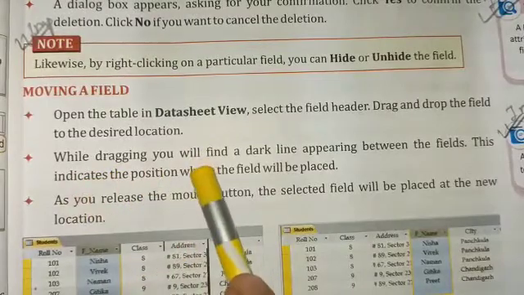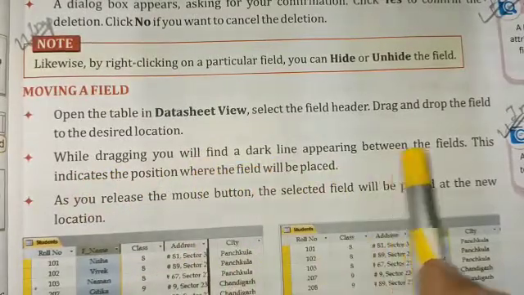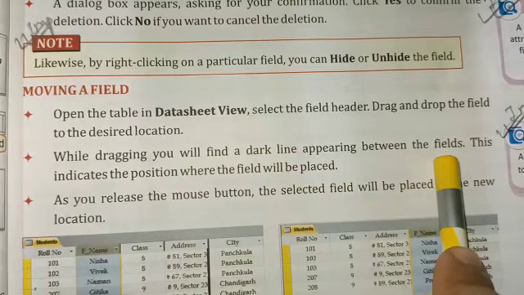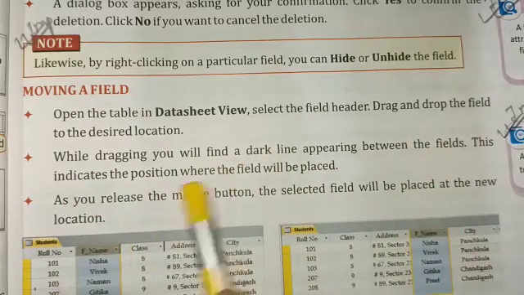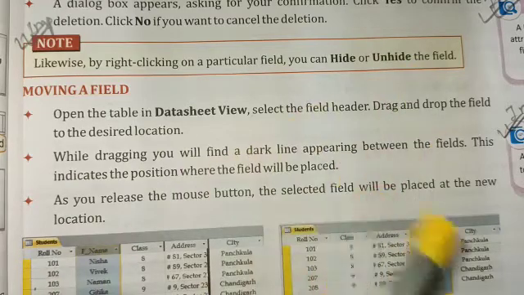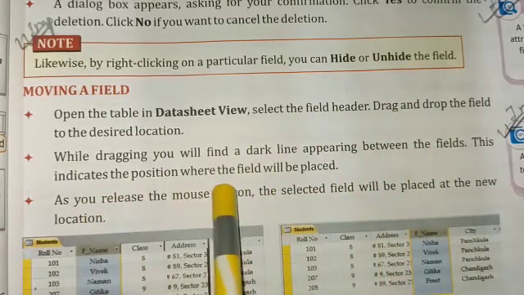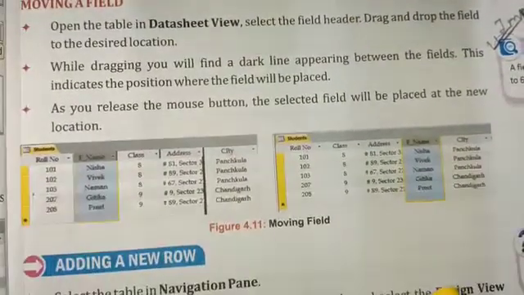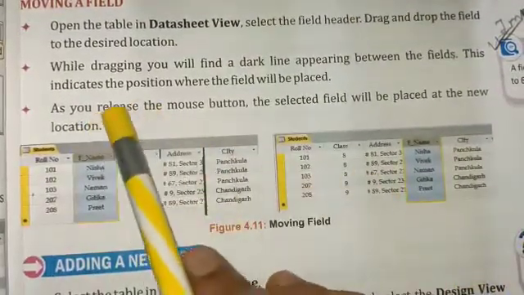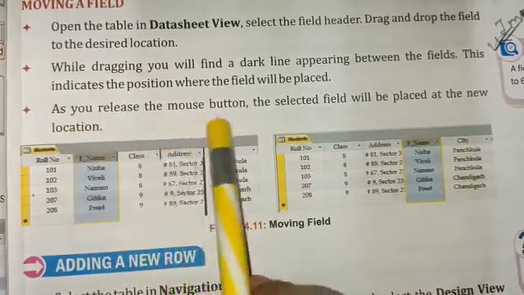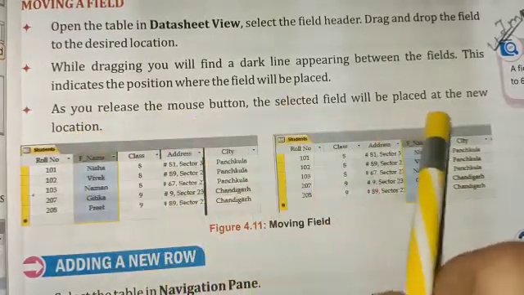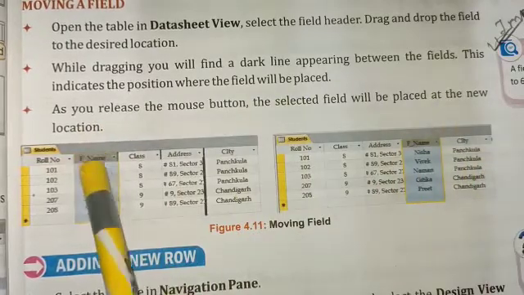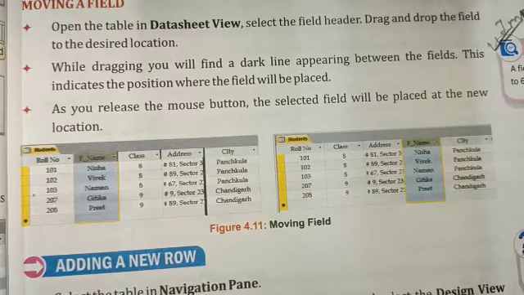While dragging, you will find a dark line appearing between the fields. This indicates the position where the field will be placed. As you release the mouse button, the selected field will be placed at the new location.